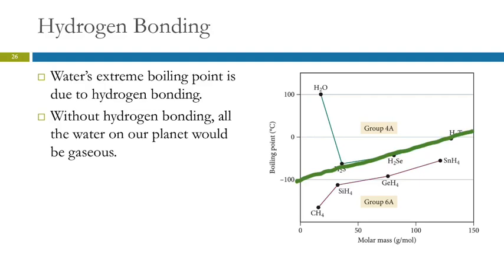Hydrogen bonding is super important. Hydrogen bonding is the reason we have liquid water. The planet would be very, very different without hydrogen bonding because all the water would be in the gas state.